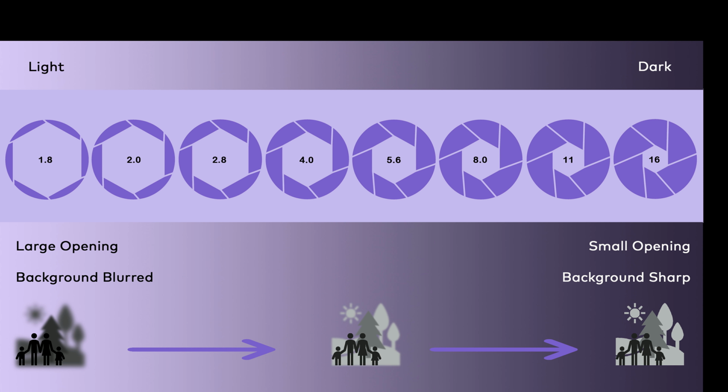With a large aperture, a small number, a lot of light comes on the sensor, and you can photograph in dark conditions, or you can use a faster shutter speed, because the large aperture lets a lot of light through. But at the large aperture, the background is not in focus. As the aperture gets smaller, the number increases, less light falls on the sensor, but gradually more and more of the background and also the foreground is in focus.